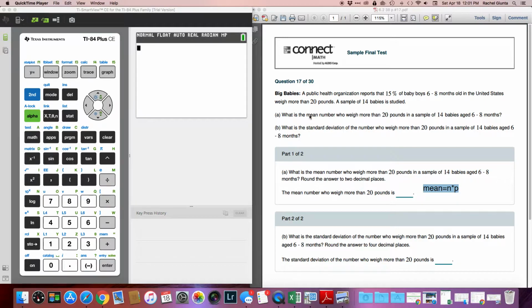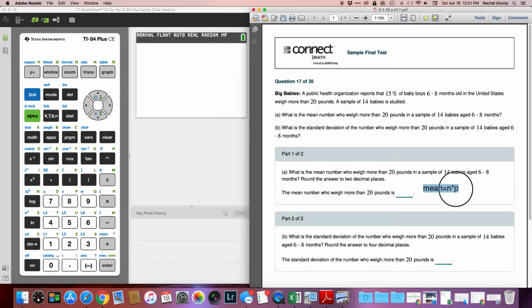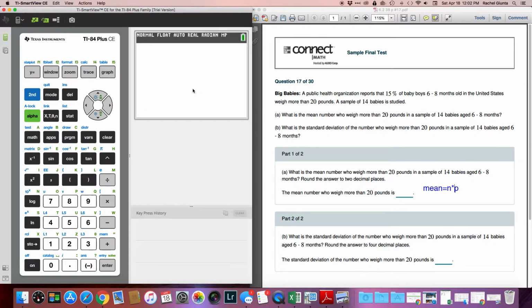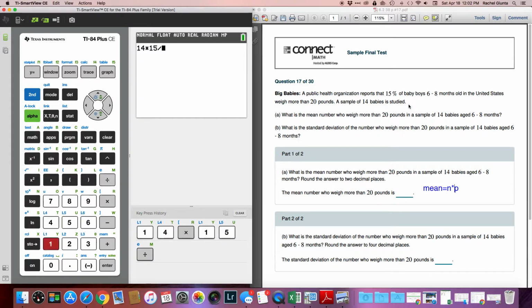For part A, when it asks for the mean number, it's going to be n, which is your sample size, times p, which is the probability, and that's given as a percent, and we'll need to make it into a decimal. So n in this case is the sample size, 14, times p, which is the probability, and that's 15%, but we need to have it as a decimal, so 15 divided by 100, and you can do all that on the same line in the calculator, and you'd get 2.1.